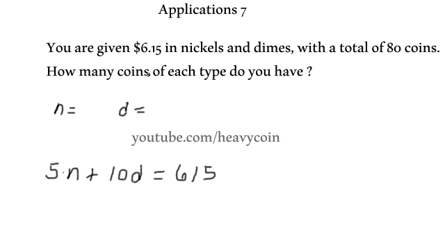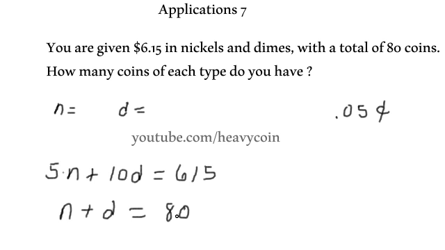$6.15. Now, a nickel is really 0.05, and we could write that here if we wanted to, but it's easier to work with integers, or in this case natural numbers. So I've basically multiplied the whole thing by 100 all the way across, which is why the decimal point gets moved 2 places to the right. And then for the last equation, we are told that the number of nickels plus the number of dimes totals 80.